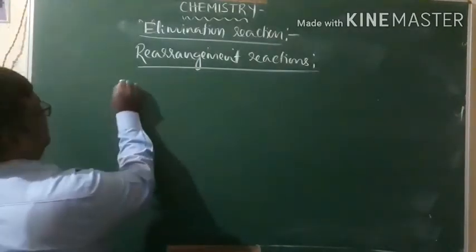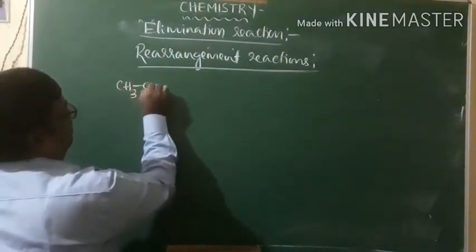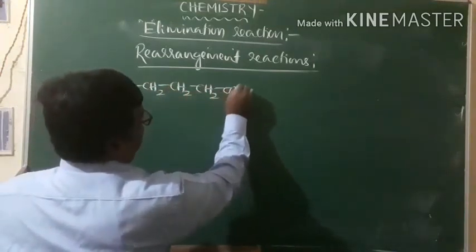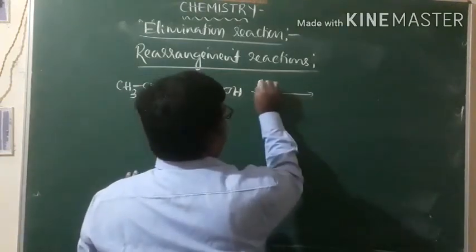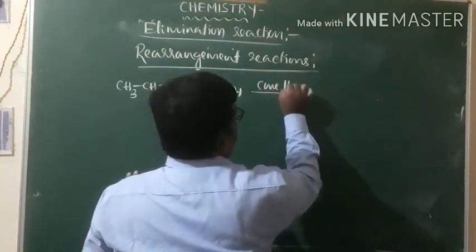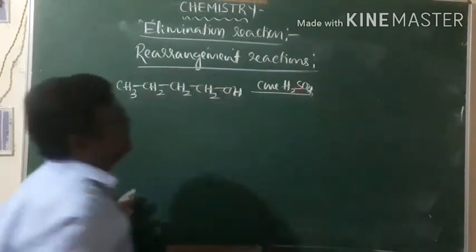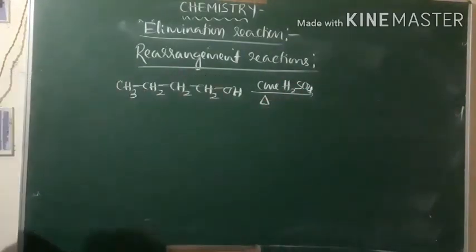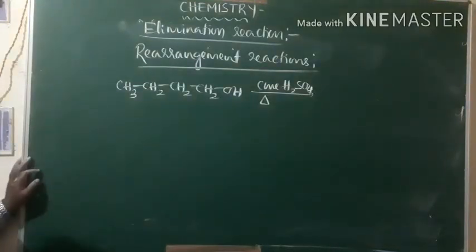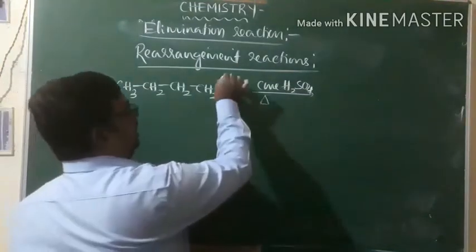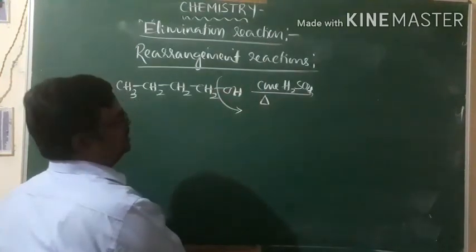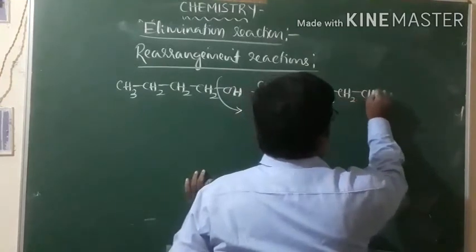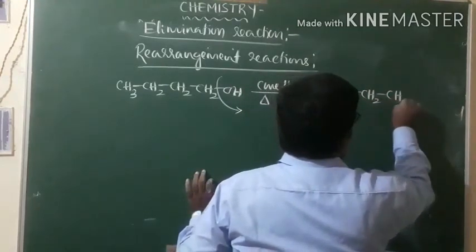Look at this, dehydration of butanol. This is butanol. Dehydration takes place in presence of concentrated sulfuric acid, and of course upon heating. Dehydration means elimination of a water molecule. Here OH minus leaves from this, and you are going to get CH3, CH2, CH2 plus.